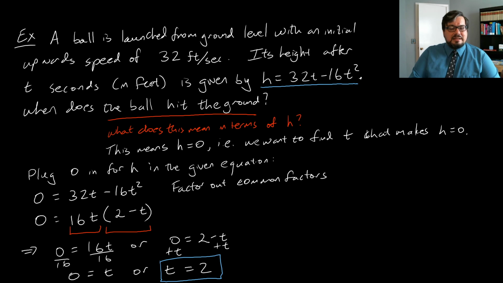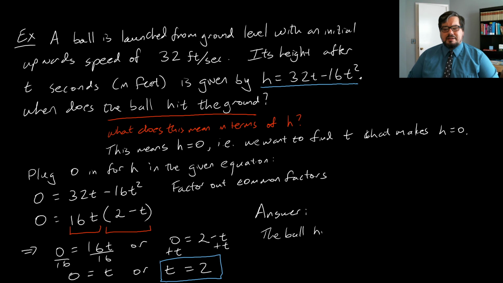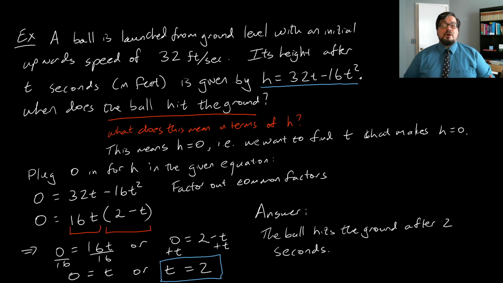However, in this case, t equals 2 is the answer that we care about for this problem, and so the answer to the question is the ball hits the ground after 2 seconds. And those are a few examples of how we can use quadratic equations to solve word problems, application problems.